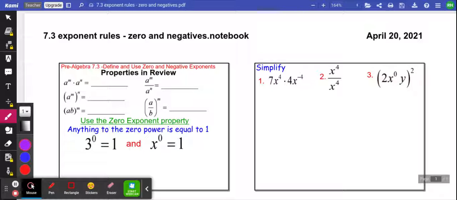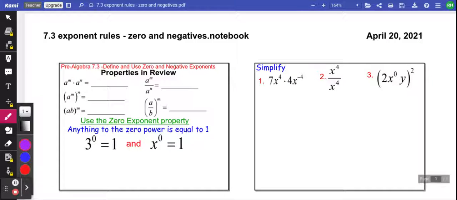All right, you guys. So we're going to hit the last one today, 7.3. And the two properties that we're going to use today are the zero and negative exponent properties. And they're just quite a bit different than the other two days that we've done. So I'm going to go ahead and go through those examples here just so we kind of refresh our minds about what we've done.